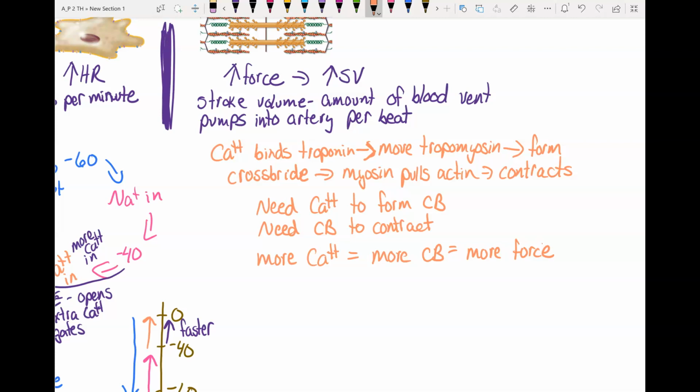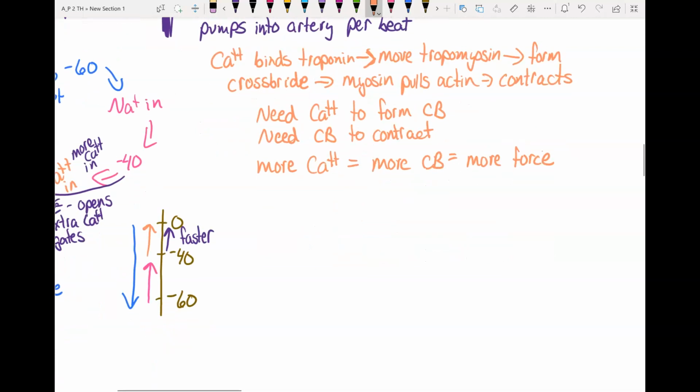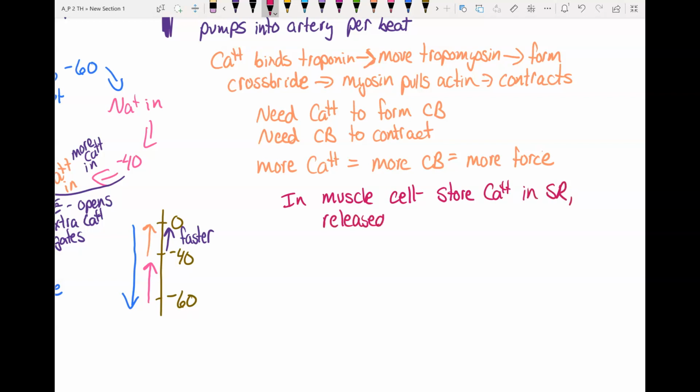Now, if you think back to chapter 10, remember calcium is stored in sarcoplasmic reticulum, and it's released from the sarcoplasmic reticulum when you get the nerve signal. So let's talk a little general stuff about muscles here. So in a muscle cell, you store calcium in the sarcoplasmic reticulum, and it is released when you get that signal. Remember the action potential. So it's released when you have an action potential in the T tubule.